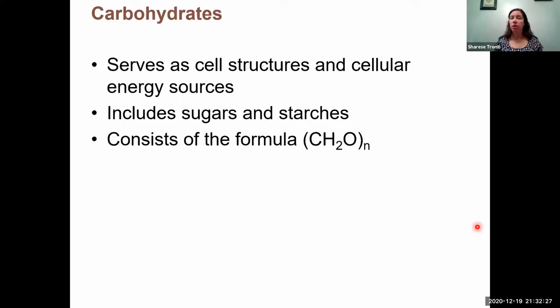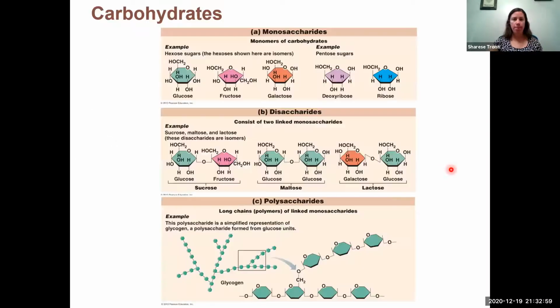These can be part of the cell structure. We will see carbohydrates in the cell membrane. And they're also a significant part of the energy source of the cell. Types of carbohydrates include sugars and starches, and they consist of the formula CH2O or some form of that. For example, C6H12O6 is the formula for glucose. So it's always going to be some form of that formula.